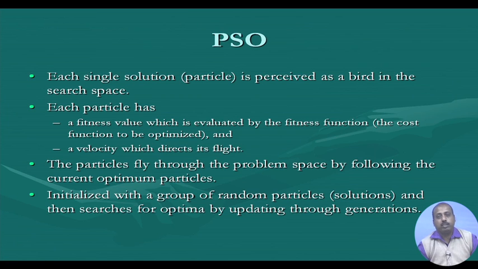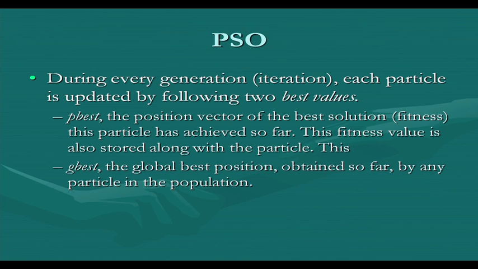So, the rest of the thing is similar to the genetic algorithm. Here also we have some initial population which may be randomly generated or may be guided by some other heuristic, and then it evolves through generations by considering the global intelligence and the local intelligence. During every generation the particle is updated by the following two best values. One is the pbest, which is the position vector of the best solution this particle has achieved so far. Since it is flying for quite some time, the particle is evolving over a number of generations.